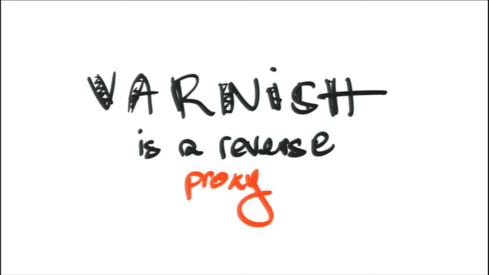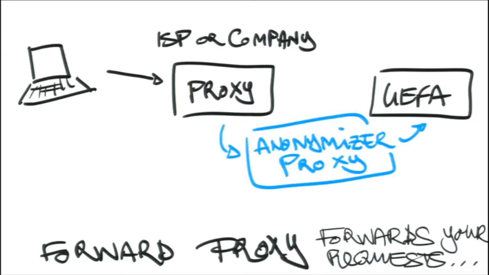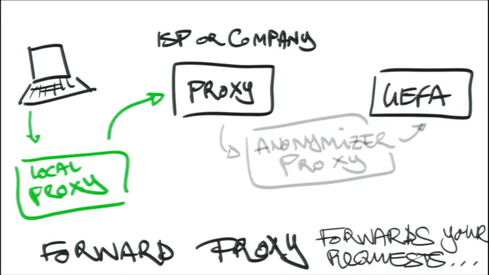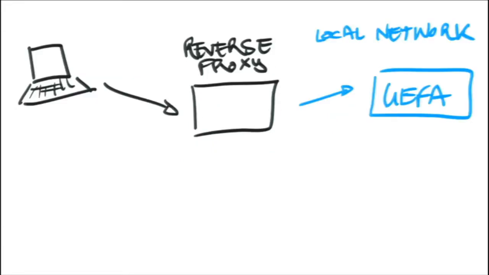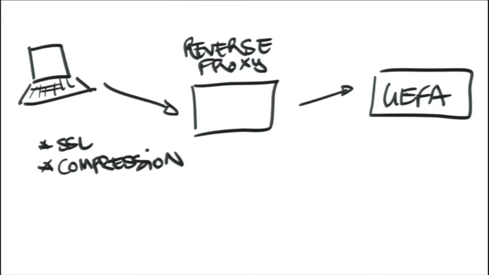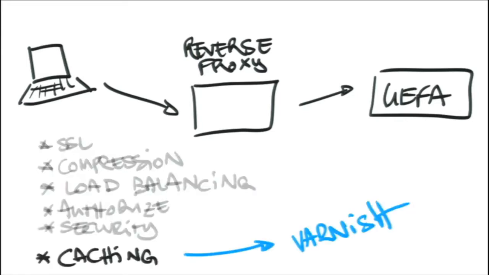Anyone knows what a proxy is? Goodies. So a proxy is something you put in between your computer and where you want to go. You can use it to cache or to censor people so they can't watch porn at work. Then you have the anonymizer proxy so you can watch porn at work again. And you have the local proxy which you can use to debug. And Varnish is a reverse proxy, so this stuff is in the local network, between the proxy and the actual server. You usually use it to do SSL, for example, if you don't want to do it on your application machine, or compression, or as a load balancer, etc., and caching, which Varnish does.